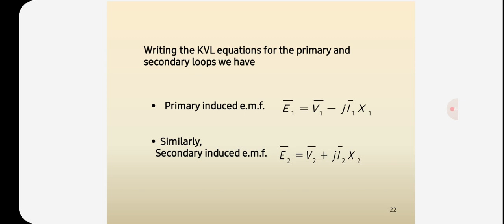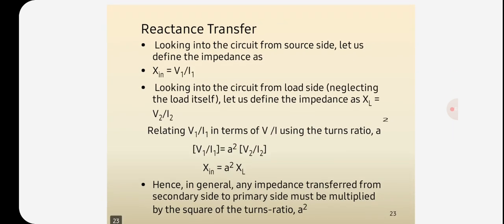Writing the KVL equations for the primary and secondary loops, we have primary induced EMF E1 is equal to V1 minus j I1 X1, and similarly secondary induced EMF E2 is equal to V2 plus j I2 X2.